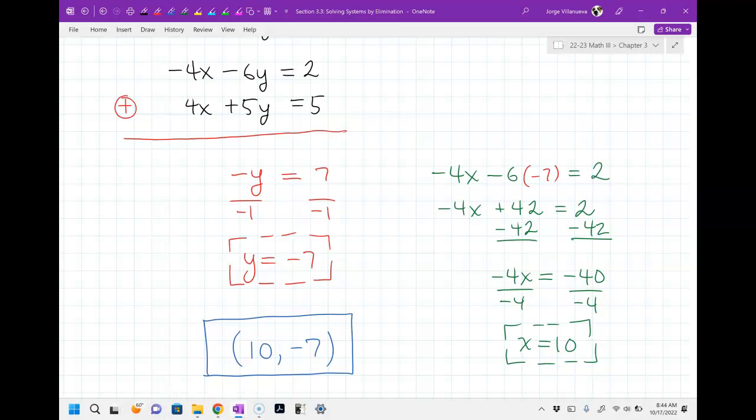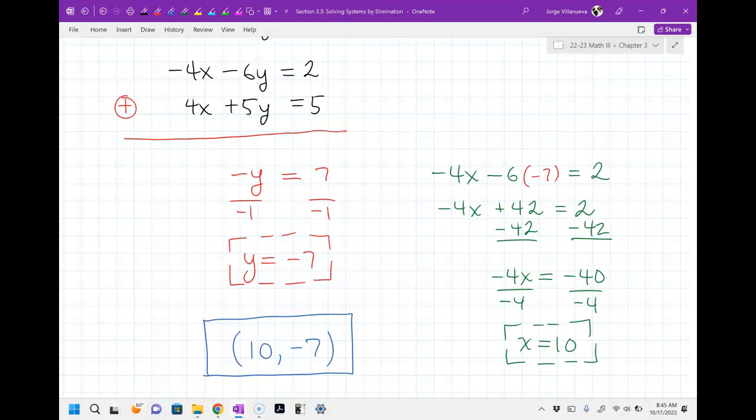Could you have solved this by substitution? Yes, you could have. But sometimes questions like this are easier to solve using elimination. How do I judge whether I should do elimination or substitution? It's based on my coefficients right here.